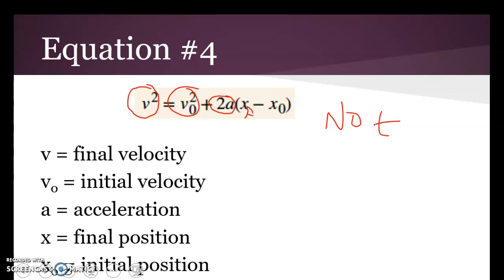So, using these equations, work through problems, draw pictures, write down what you know, substitute, and then solve for the unknown. Good luck.